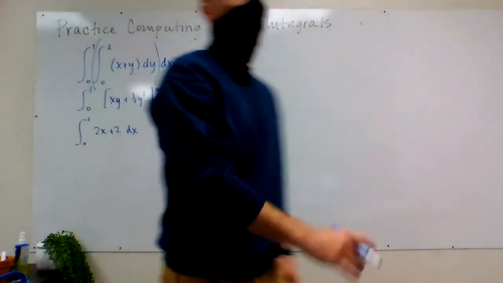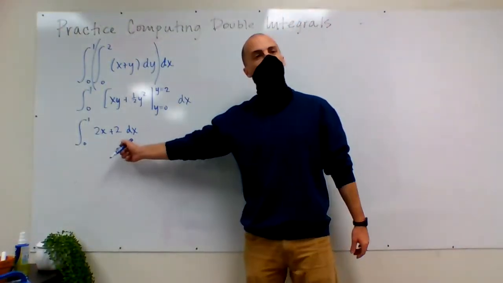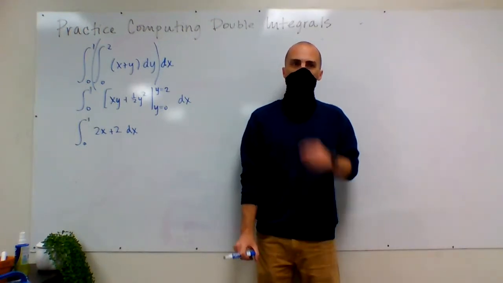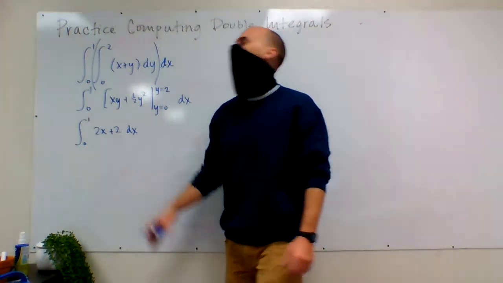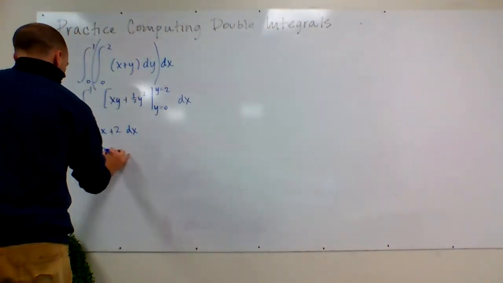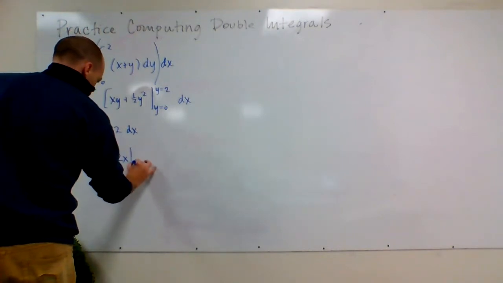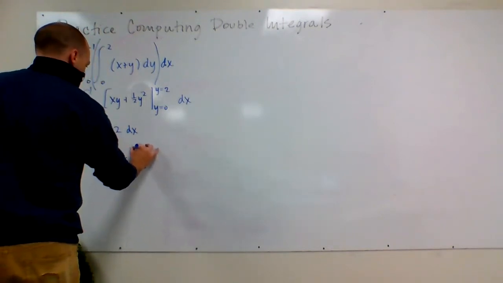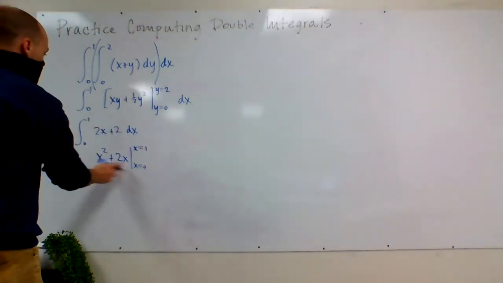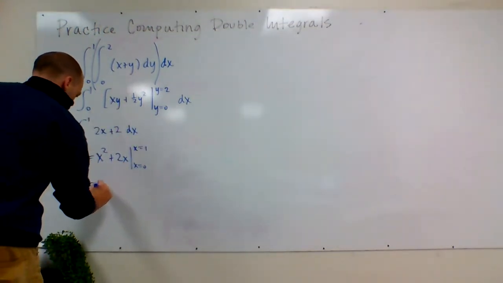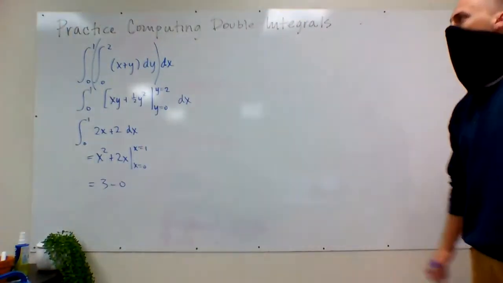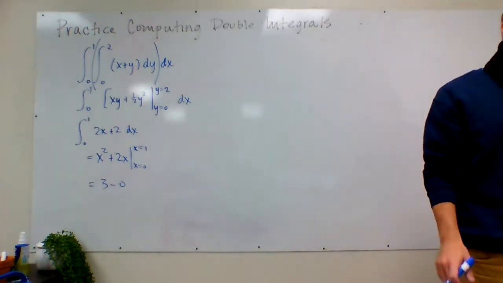This is the type of thing that you could use Math 9 on the TI-84 to do, or you could save the time that you would spend going and finding that thing and typing and just do it, right? This is going to be x squared plus 2x from x equals 0 to x equals 1. So that's 1 plus 2 is 3 minus 0 is 3. Okay, and then I'm happy, right? That's me computing a double integral. You know how to compute a double integral.